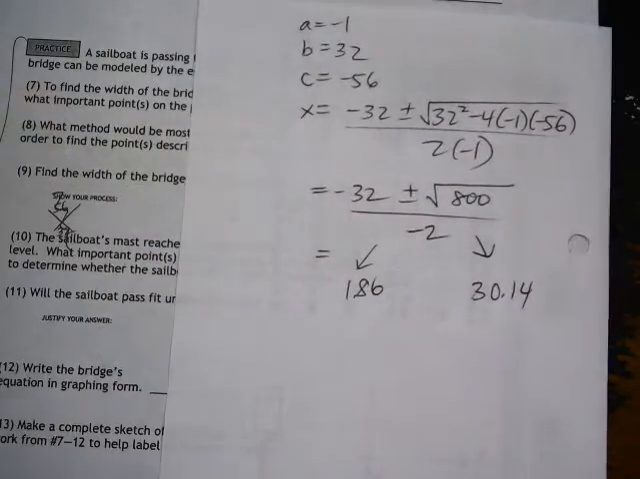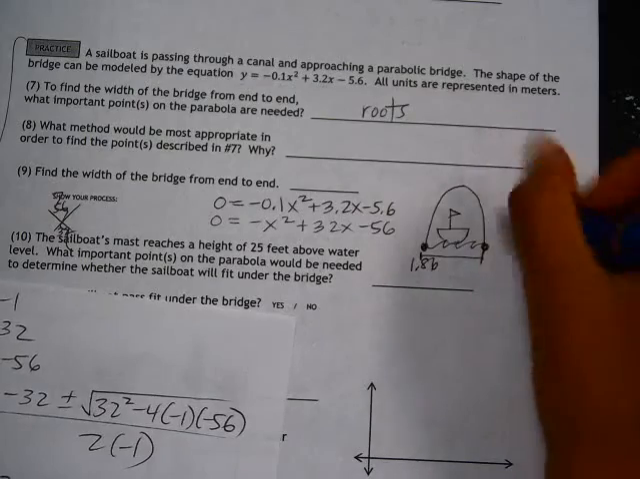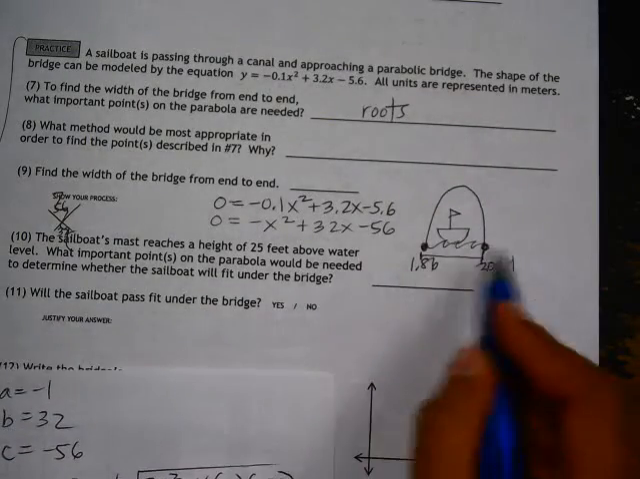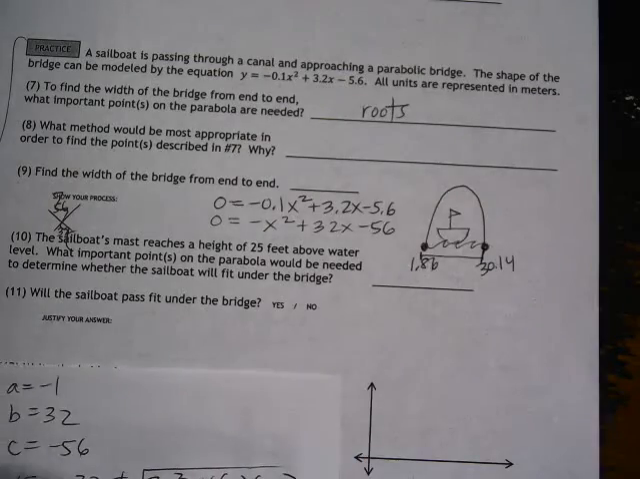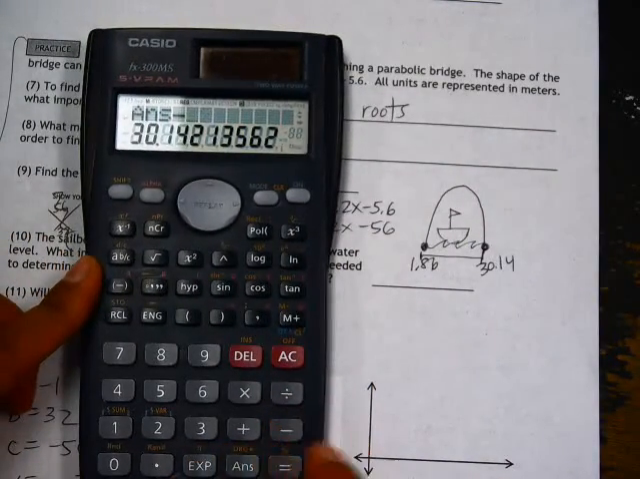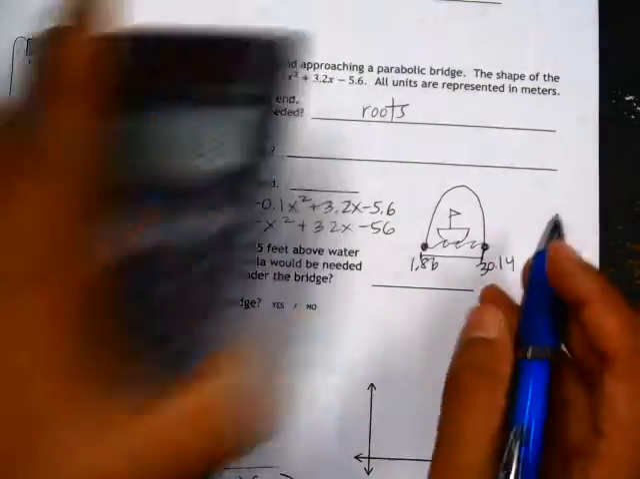So on my diagram here, I know that 1.86 is one of the roots and 30.14 is another root. And if I'm finding the width of the bridge, we would just subtract those from each other. So 30.14 minus 1.86 is 28.28 meters.